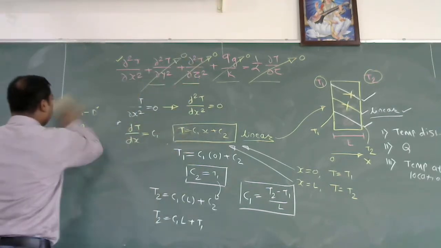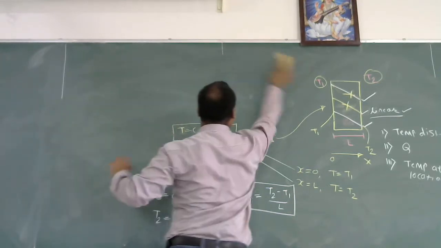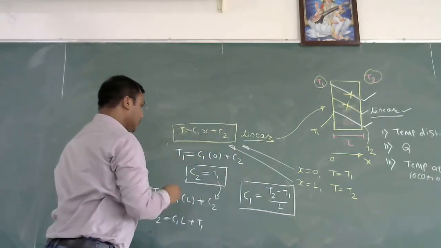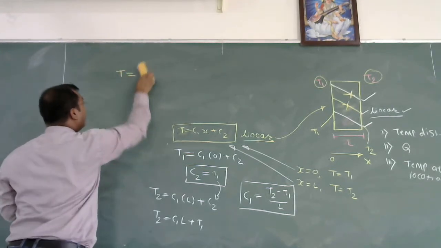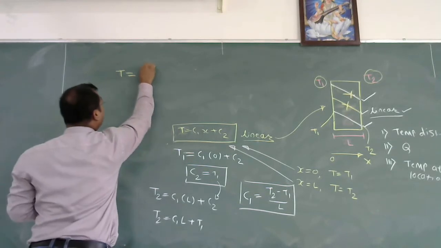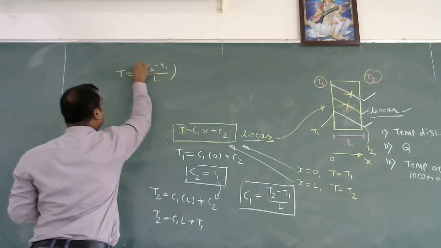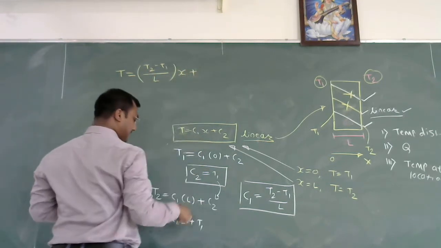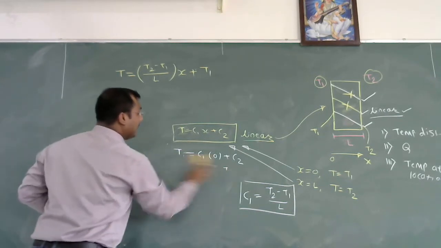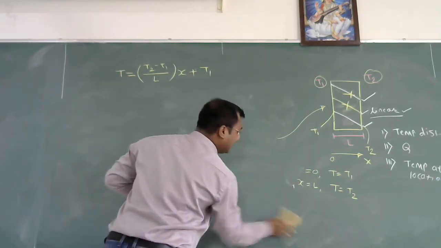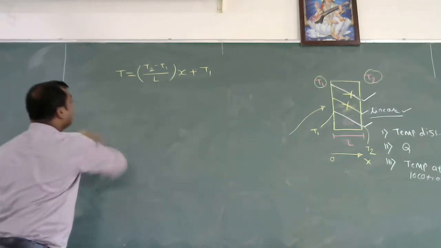After that, I can modify this general equation. If I put both the constant values here, T is equal to C1 x plus C2. What is the value of C1 now? C1 is (T2 minus T1) divided by L, and C2 is T1. Now this becomes the generalized temperature distribution in the plane slab.